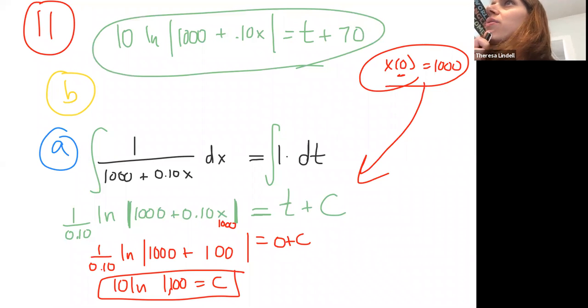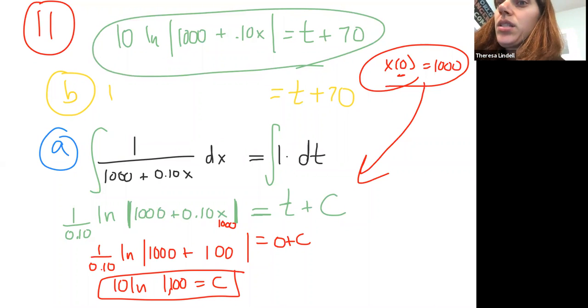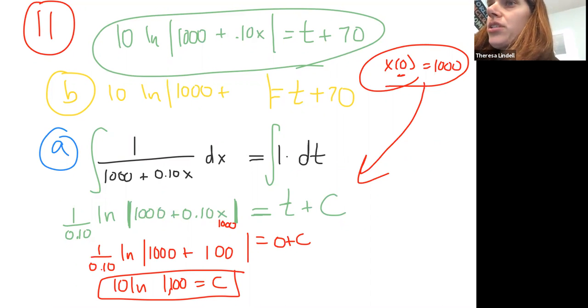So there's this, and then part B is asking, in about how many years will it take the amount in your account to reach $100,000? So that means we're looking for T, right? Because it wants to know how many years. So where do we put the 100,000? X. Boom. And 100,000 times 0.1 is just 10,000, right?